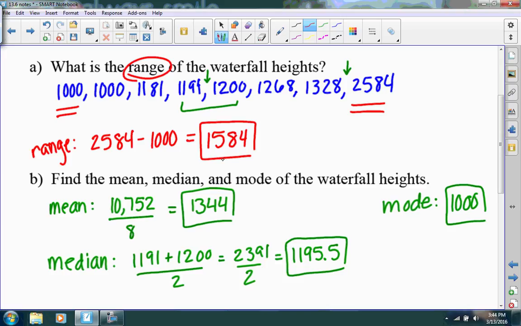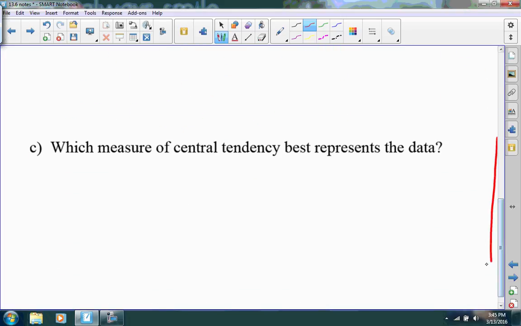So I would say here, my mode, the 1,000, that's really small. So I would say here that my median is the most representative. And it's the closest to most of the values. If they want a statement as to why, it's the closest to most of the other values.